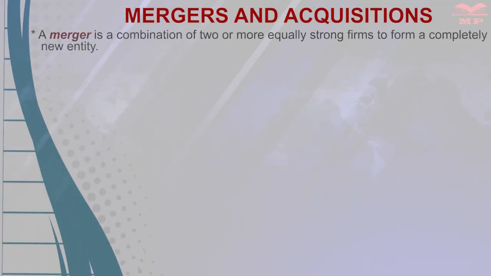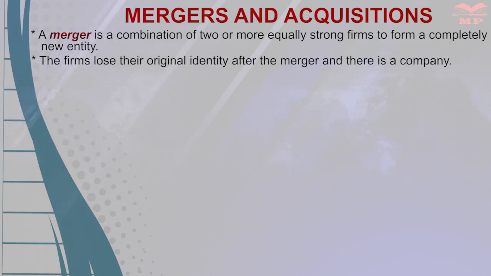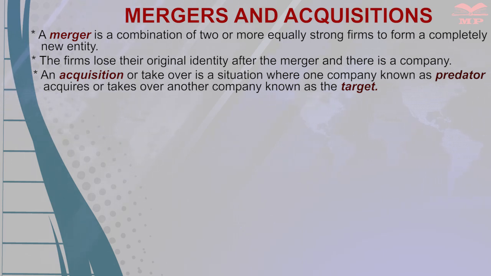A merger is a combination of two or more equally strong firms to form a completely new entity. The firms lose their original identity after the merger. An acquisition or takeover is a situation where one company, known as the predator, acquires or takes over another company, known as the target. After the acquisition, the target disappears and the predator retains its original identity.